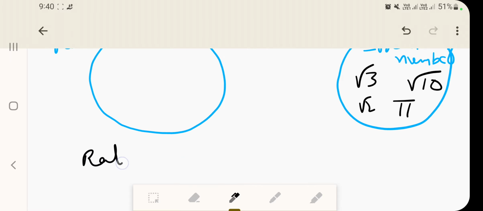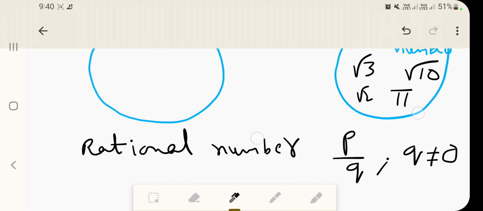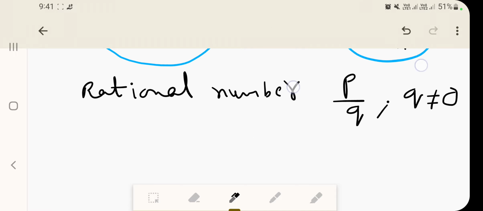For example, we'll see what rational numbers are here. A rational number is a number which can be written in the form of p by q, where q should not be equal to 0. Okay, q should not be equal to 0. So those are called rational numbers.